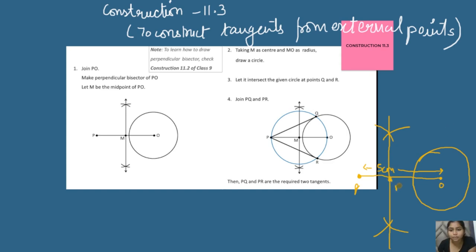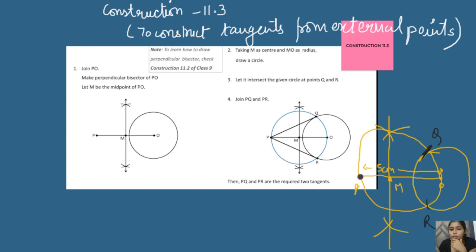Let it be M. So now by taking MO as the radius, you have to draw this circle. So it will be somehow like this. Since it is the midpoint, the circle will be drawn like this. Okay, now this is the point where I'll just change my color. So this is the point where both circles intersect. Let this be Q and let this point be R.